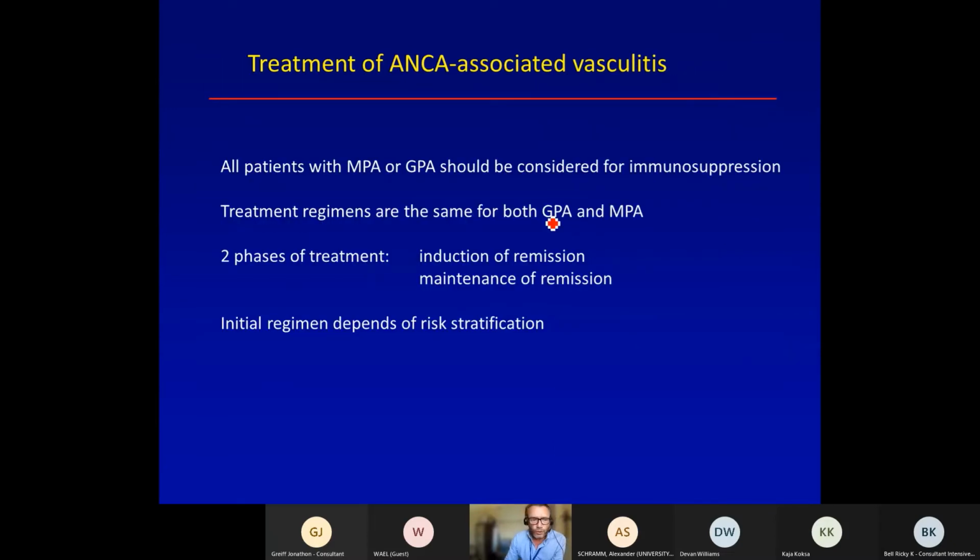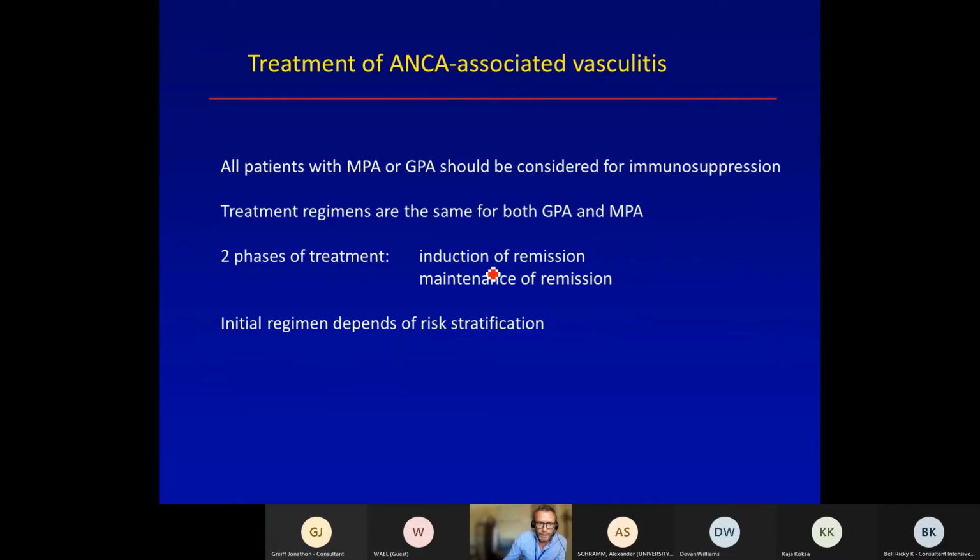Okay, so I just finally want to talk briefly about treatment of ANCA-associated vasculitis. I've already alluded to that untreated, 82% of people will be dead within a year, and so all patients have to be considered for treatment. The treatment regimens are exactly the same for GPA and MPA as things stand at the moment. There are no treatments that are specific for each individual disease, which in a way makes it relatively straightforward.